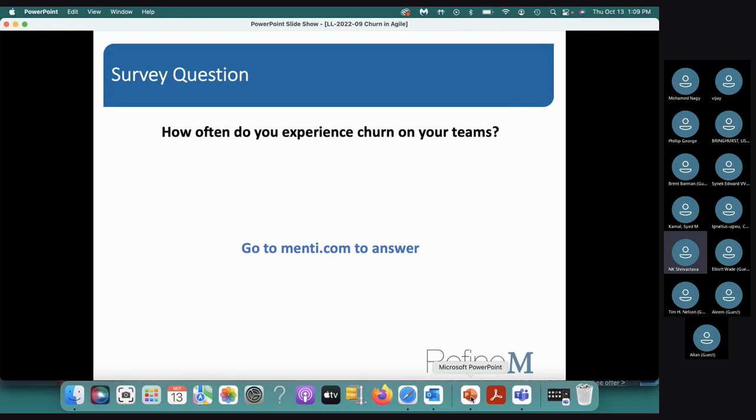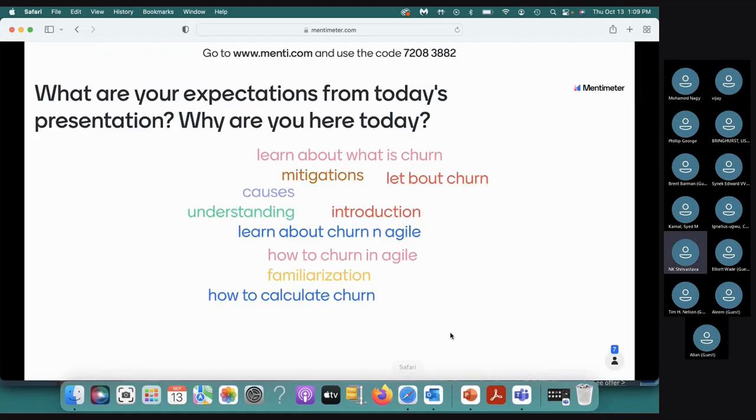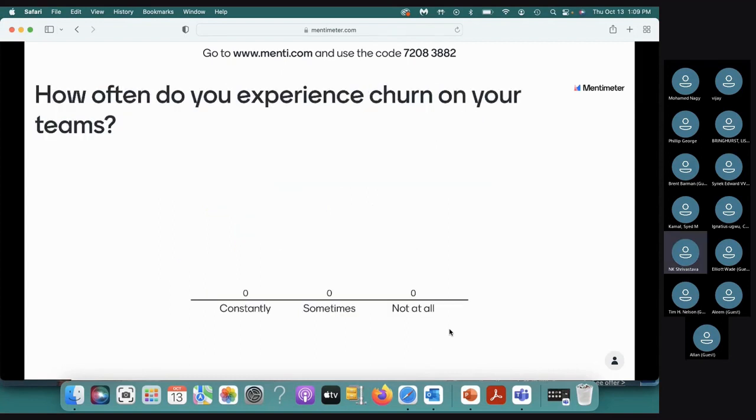So if you do not know churn, maybe you may not be able to guess this one, but let's try it out. So let's go to Menti. If you can provide your input: how often do you experience churn on your teams? Sometimes, okay. Very good. Anybody else? Yeah. So most of you who have responded so far, all of you have not responded yet, but those who have responded, you face it sometimes, which was kind of expected. If it is constantly, then that's a very bad situation. Some teams do have that situation too.